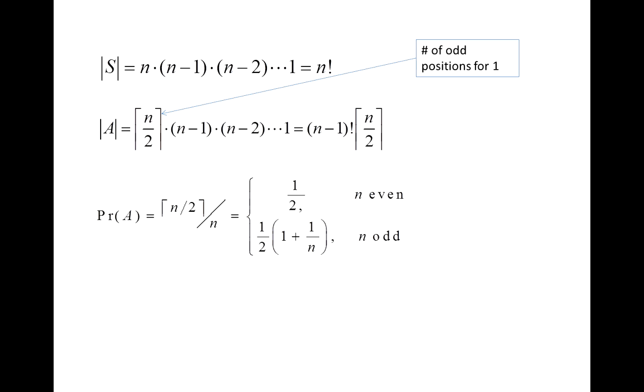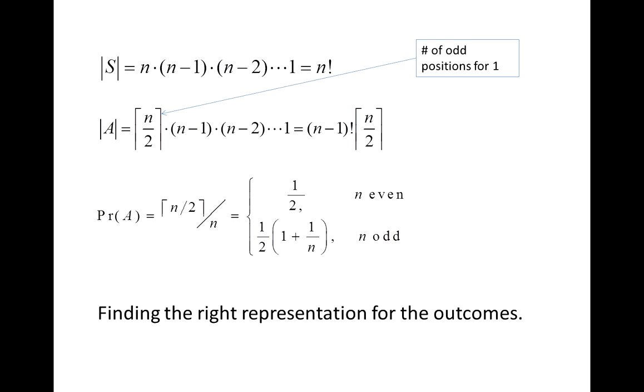After obtaining the size of S and A, we find the final probability that the first player draws board 1 and wins. From the result, we find that when n is an even number, the two players have equal probability to win. However, when n is an odd number, the first player has advantages. From this example, we can see that finding the right representation for outcomes is very important.